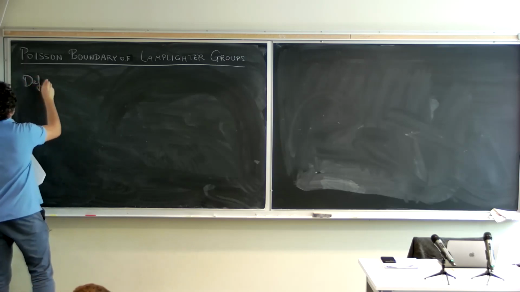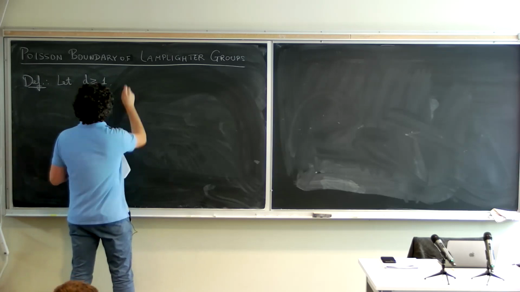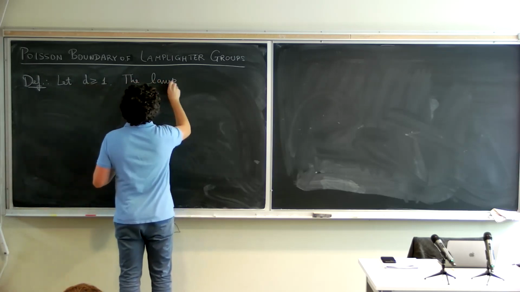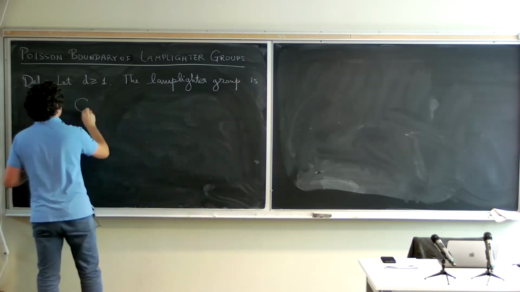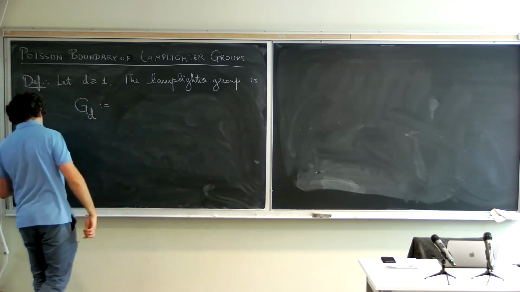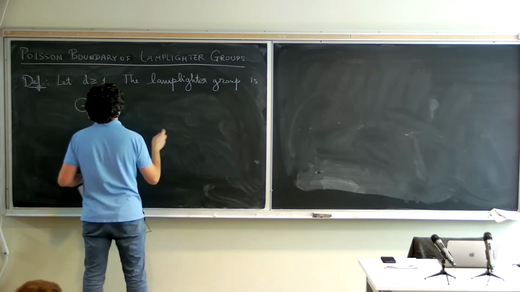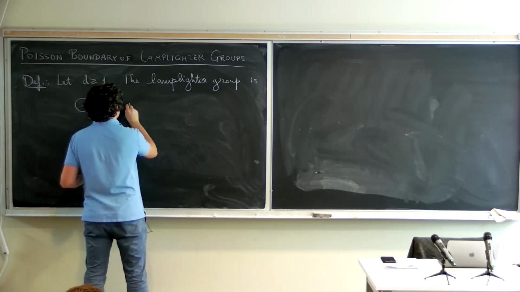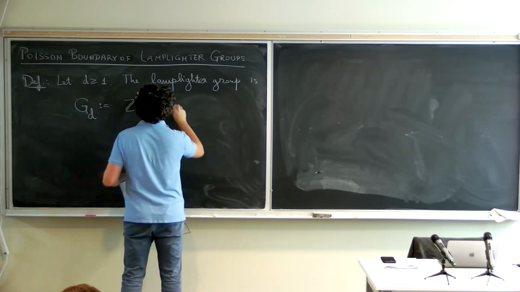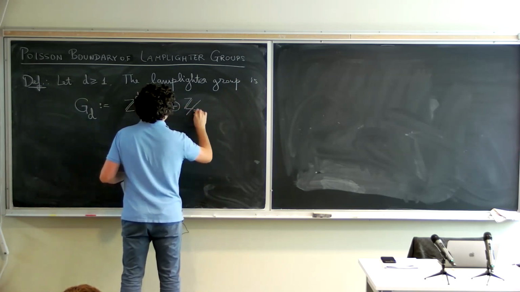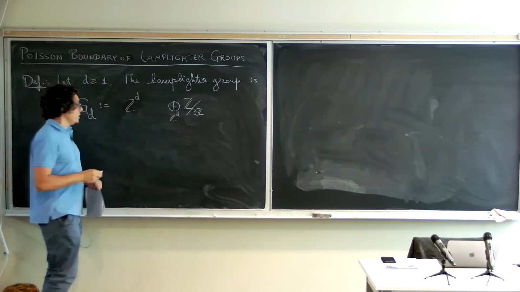The definition that I already gave is, if D is the dimension, then we define the Lamplighter group G_D. It's the semi-direct product of Z^D and an abelian group. Depending on how you write it, let's say you put Z^D first, then you put the product of countably many copies of Z_2, indexed by Z^D.